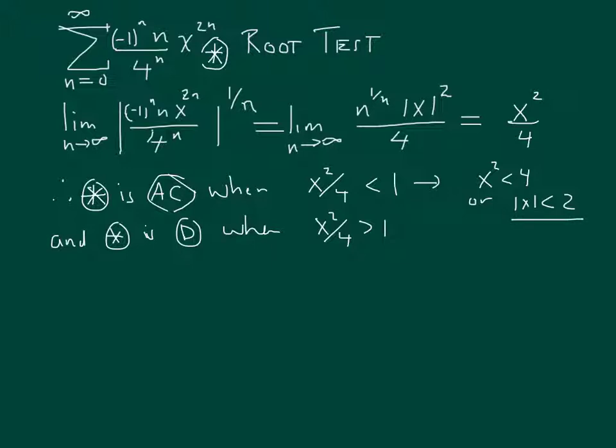So this tells us a whole lot about what our interval of convergence is going to look like. What we don't yet know is what happens at the endpoints of that interval. So let's check the endpoints. The endpoints are 2 and -2.